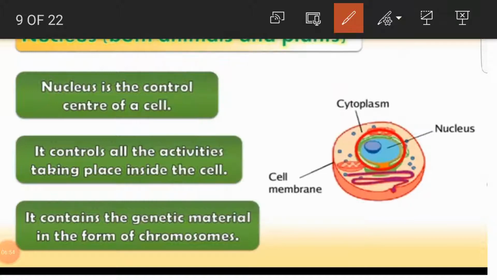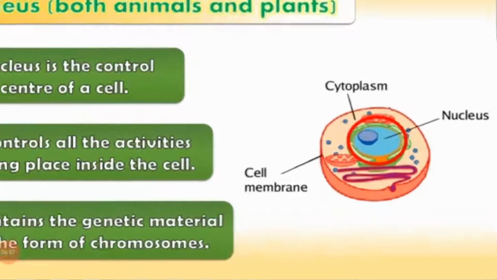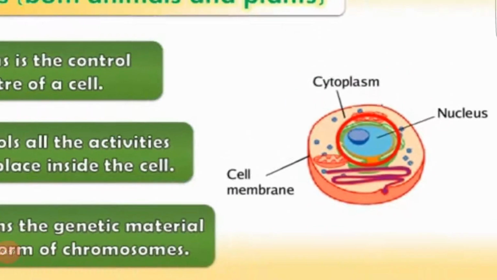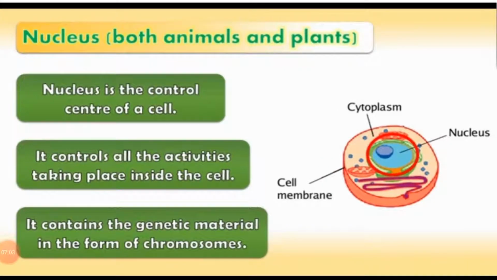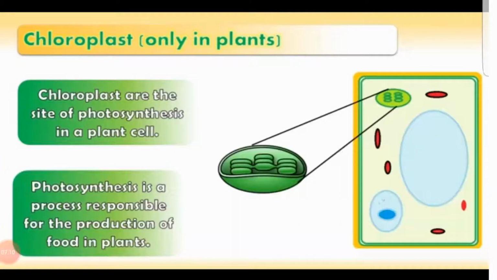This is a jelly-like structure, and inside the cytoplasm all the materials are present, and the cell membrane is also present here. The nucleus controls all the activities taking place inside the cell. It contains the genetic material in the form of chromosomes. Okay, next thing is the chloroplast.